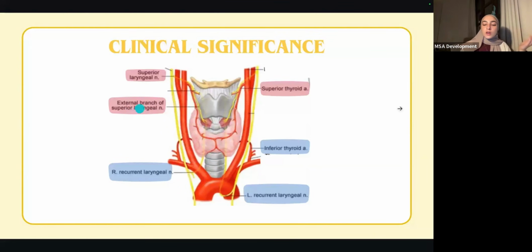Why is this important? Because when surgeons want to do a surgery or remove the thyroid gland, they might accidentally damage these structures because they clamp the arteries. So maybe by accident they clamp the nerve with it, and that's terrible. You have to be very careful and know your anatomy well so you don't damage these nerves, okay?